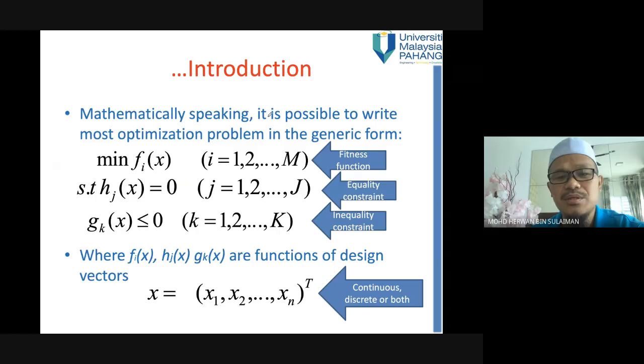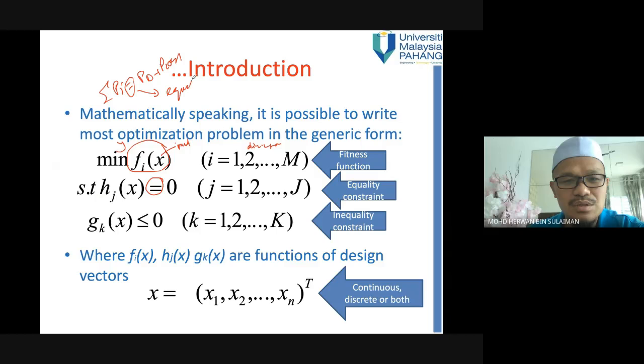Mathematically speaking, it is possible to write most optimization problems in a generic form, where we want to minimize the function. This one is the output, or y sometimes, and x is your input. i from 1 to m is your dimension. Call it dimension, how many dimensions you have. Subject to your equality constraints. Why equality? Because you must fulfill the equal here. That's why in our economic dispatch, your summation of Pi must be equal to demand plus loss. This one you call the equality constraint.